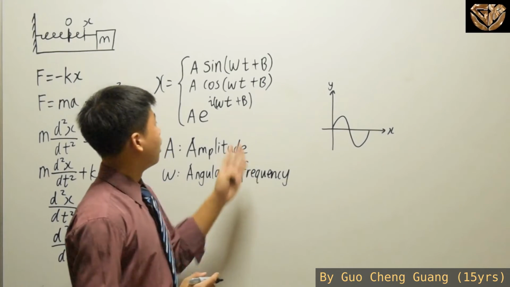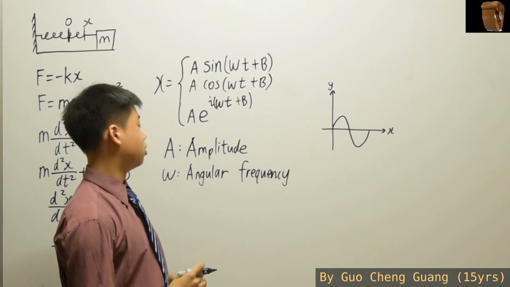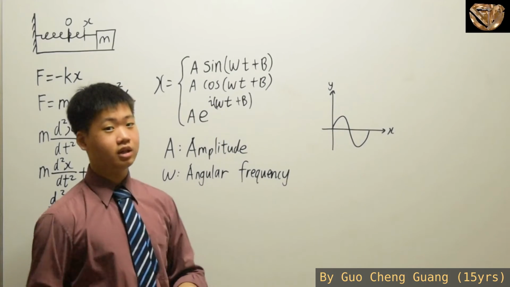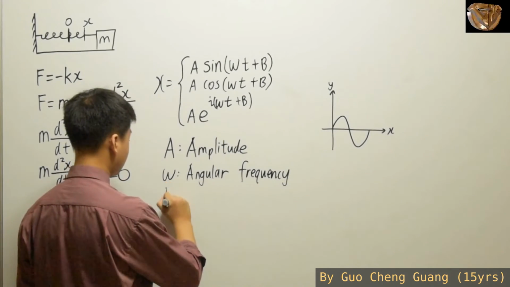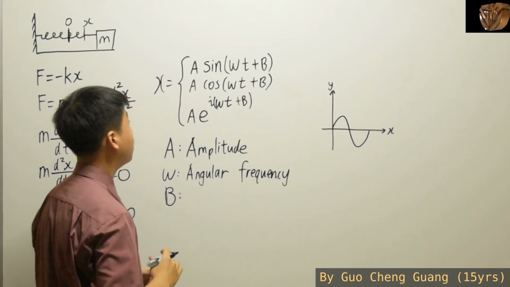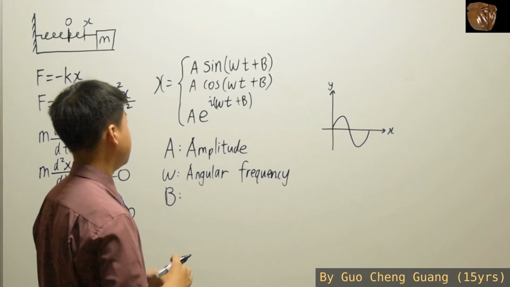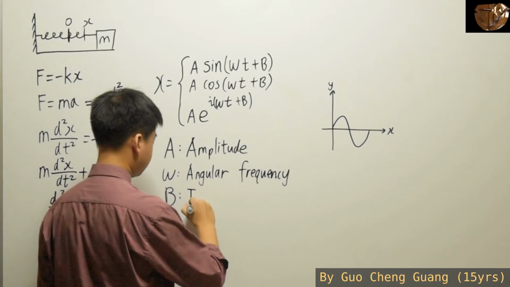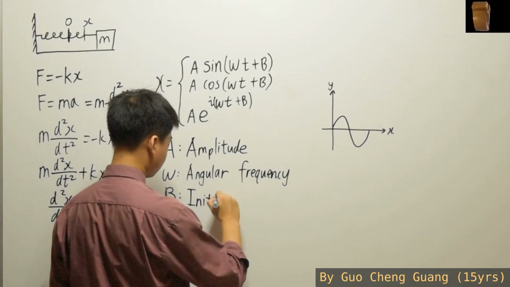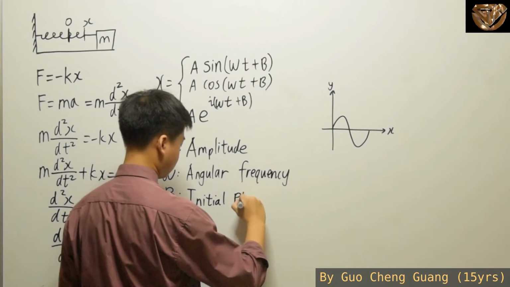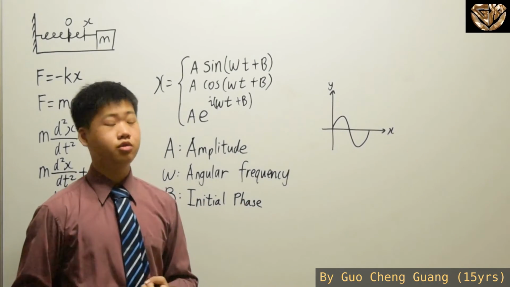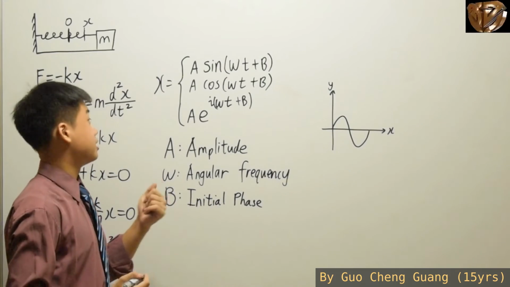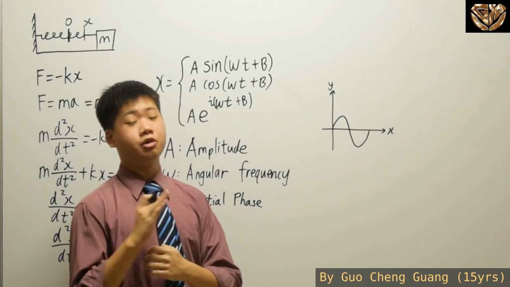So how about B? You might use something else to represent it here, but actually any constant works since you just need to write it clearly. So B, what would this thing be called? This would actually be an initial phase. Why do we need an initial phase? What is a phase? Let's start from the beginning.